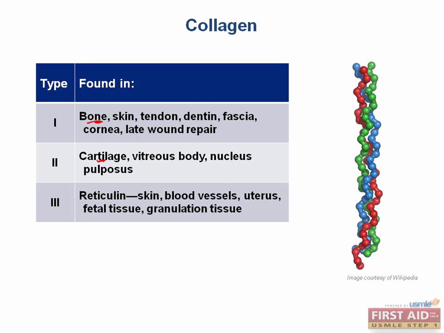Alright, type 3 collagen is also known as reticulin and is found in the skin, blood vessels, the uterus, fetal tissue, and granulation tissue. And lastly, type 4 collagen is found in the basement membranes or the basal lamina, which you can remember using the mnemonic type floor under the floor. Can you think of some places in the body where basement membranes are found? Important ones are the glomeruli of the kidney and the capsule of the lens. We'll talk more about that in a minute when we go through some associated diseases in more detail.